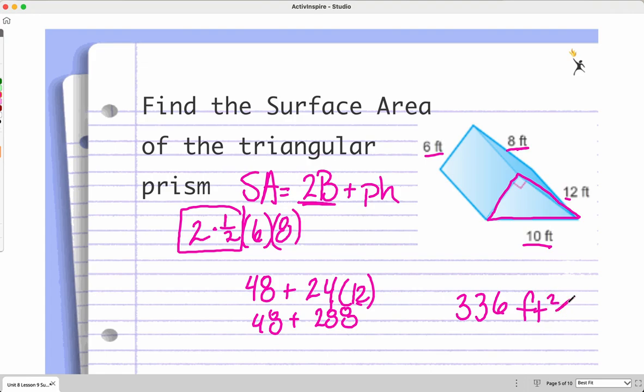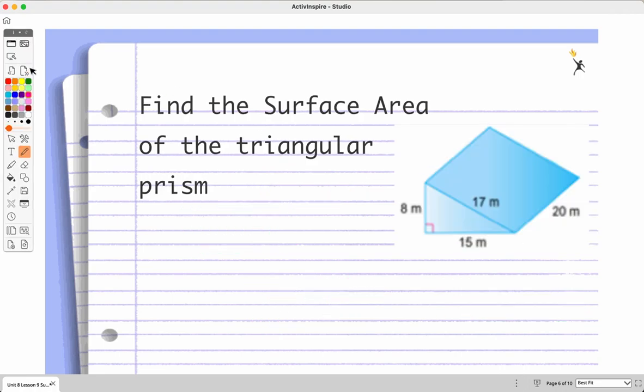And you'll notice I'm using square because I'm finding surface area. I'm not finding how much water I can pour in the shape. I'm finding how much it takes to make the outside of the shape. All right, I'm going to let you guys try one now. Find the area of this triangular prism. Pause the video, and when you're ready, go ahead and get started, and you can start the video again and see how you do.